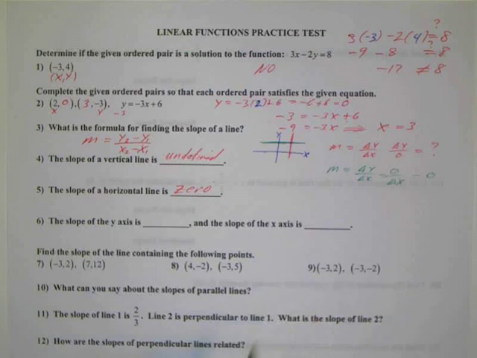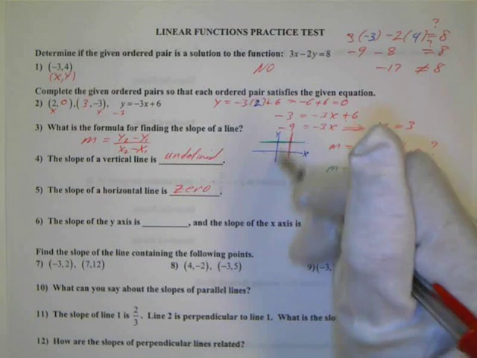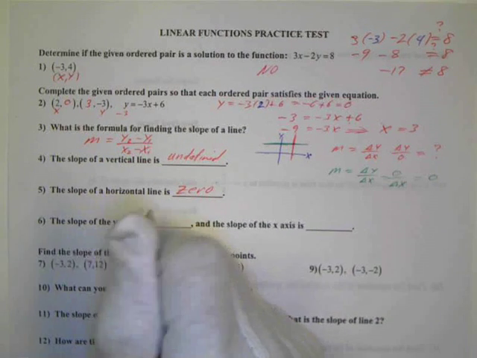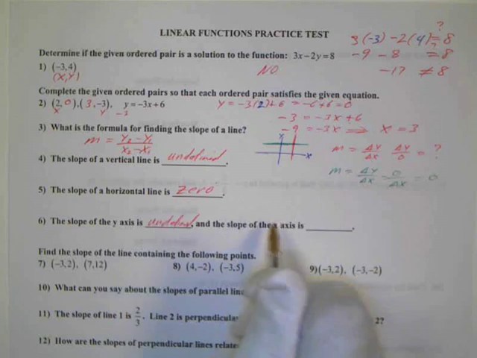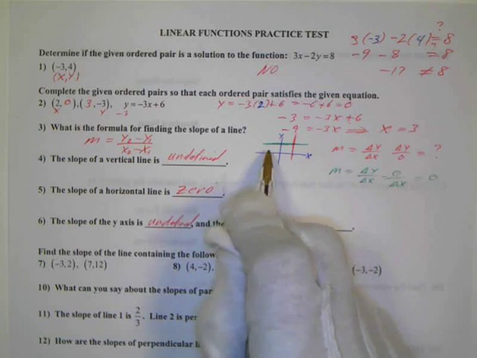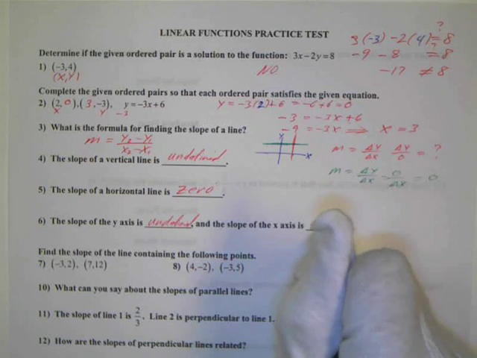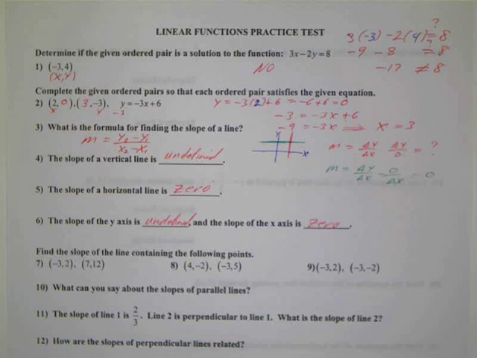Okay, and then again, if we look at our axis, the slope of the y-axis, this is the y-axis, and that again is a vertical line, so that's undefined. But the slope of the x-axis is a horizontal line, and that's 0. So things you want to be aware of. Okay? So that's 1 through 6.